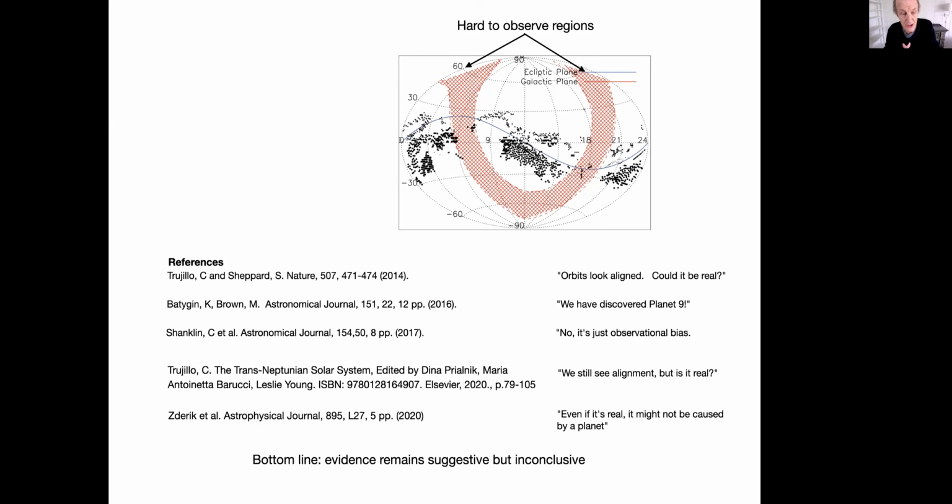And then Chad Trujillo came back with a review last year, 2020, summarizing all the work done since 2014. And his conclusion was, well, yeah, we still see that alignment, but it hasn't grown any more significant, even as we've increased the sample size. And so his conclusion is, well, yeah, maybe it's real, but we still don't know if it's real. So I think that's an appropriate conclusion at the present time. And then more recently still, people have started to come up with other explanations of why you could have an alignment. If there is an alignment, which is not established yet, maybe it doesn't necessarily relate to a planet.